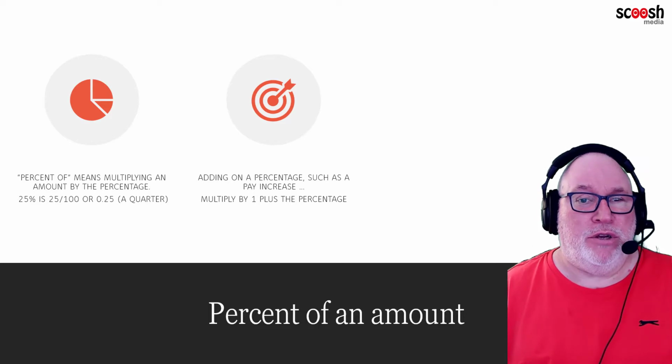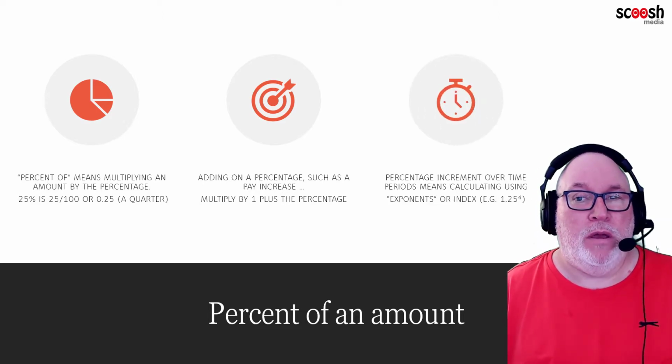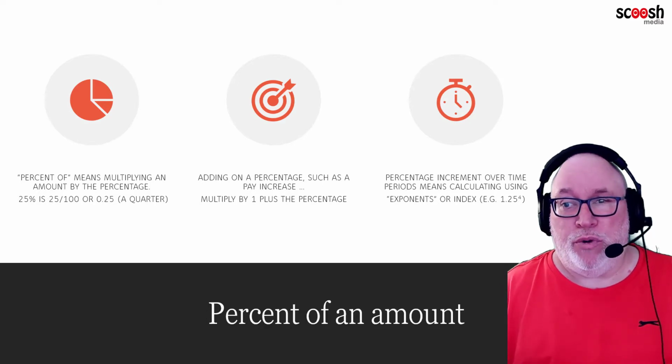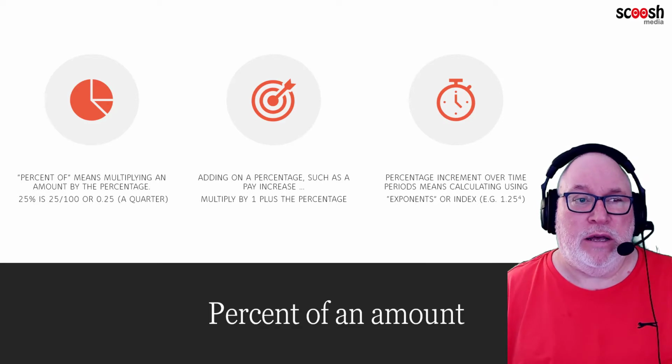Adding on a percentage, so it's a pay increase. What we could do is multiply by 1 plus the percentage amount added in there. Then percentage increments over a period of time, exponential value, so an index, for example, 1.25 to the power of 4. So this is what we're going to cover, and let's look into this in a bit more detail.